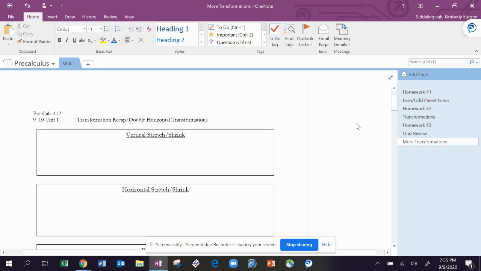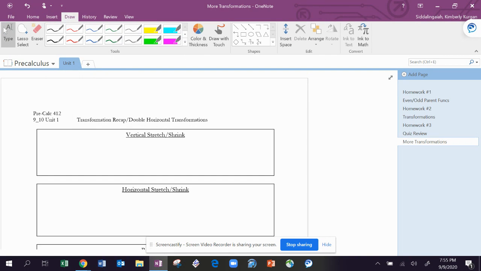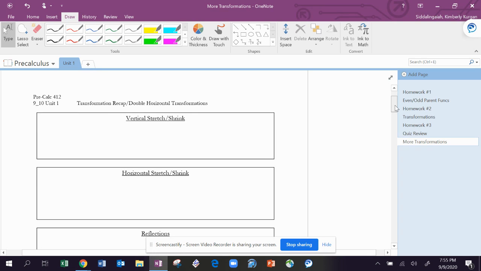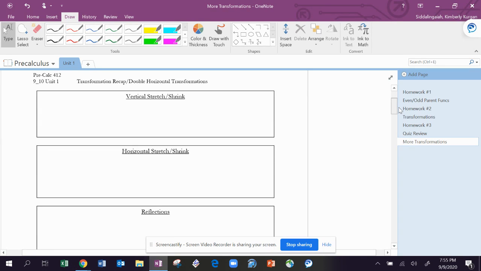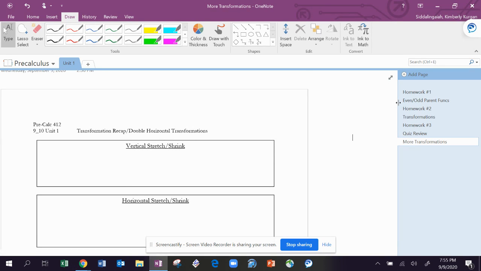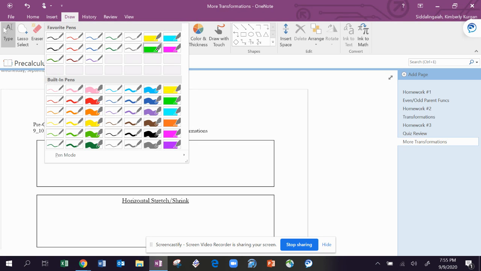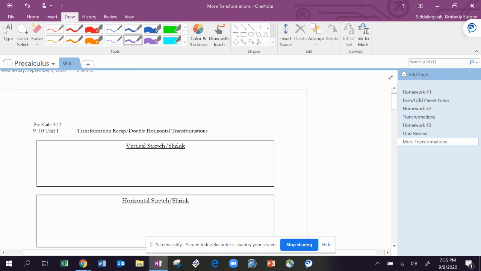I wanted to just get a head start on notes with you. So let's just take a look at this stretching and shrinking. Just take notes. We're going to take notes on these first three boxes, and then we'll do the rest in class to see how this all works. So let me get a nice thick pen color here. Right, vertical stretch and shrink. These are exactly like you think they would be.